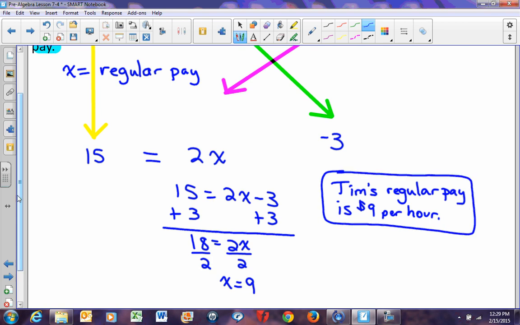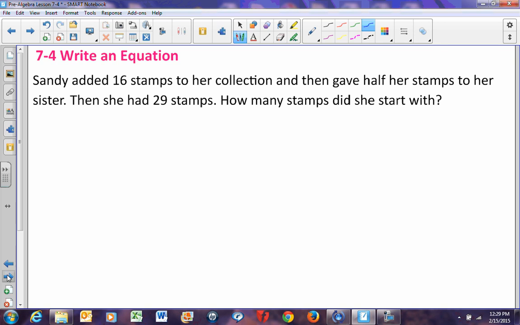It's not hard to translate a word problem into an equation if you break it up step by step and piece by piece. Sandy added 16 stamps to her collection and then gave half of her stamps to her sister. Then she had 29 stamps. How many stamps did she start with?